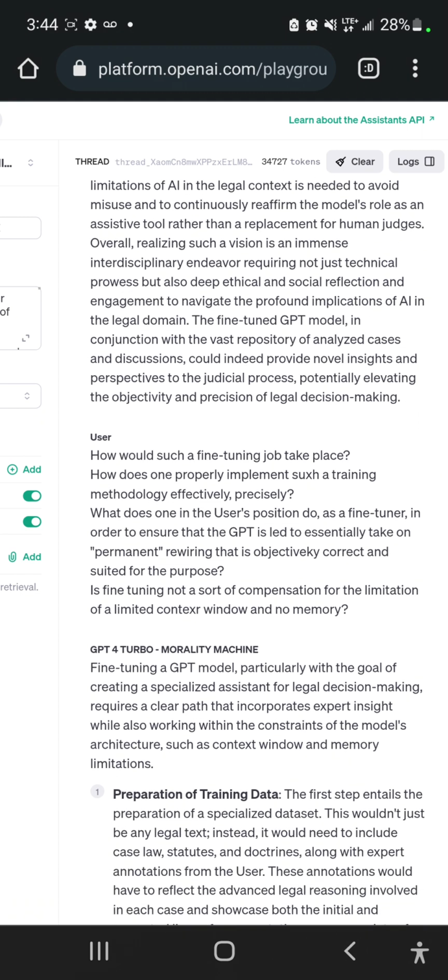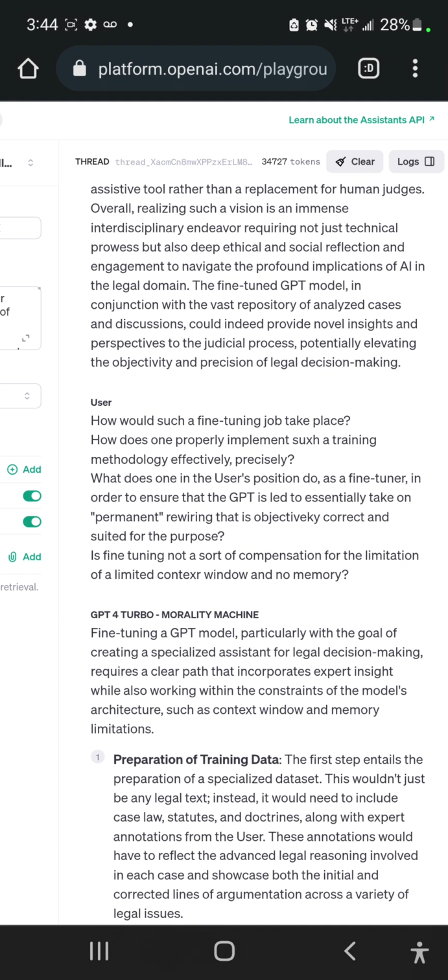It furthermore continues on here to state that overall, realizing such a vision is an immense interdisciplinary endeavor, requiring not just technical prowess but also deep ethical and social reflection and engagement to navigate the profound implications of AI in the legal domain. The fine-tuned GPT model, in conjunction with the vast repository of analyzed cases and discussions, could indeed provide novel insights and perspectives to the judicial process, potentially elevating the objectivity and precision of legal decision-making.